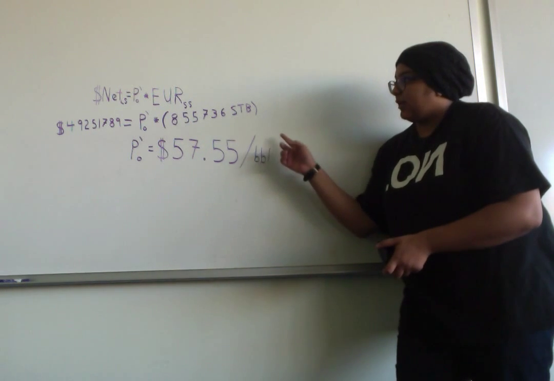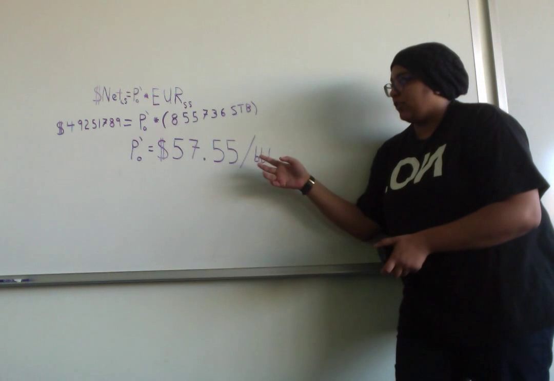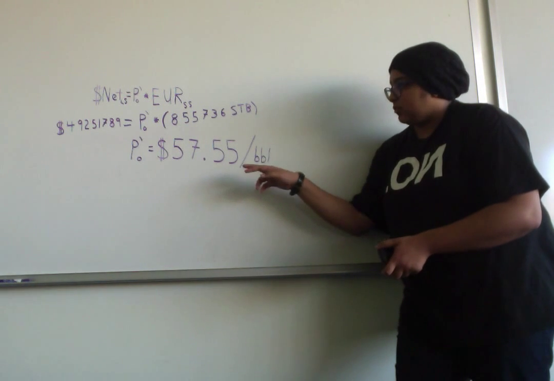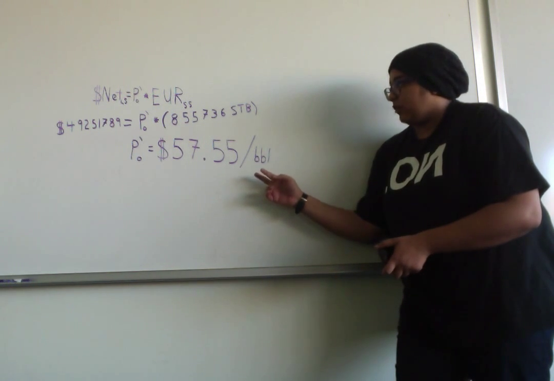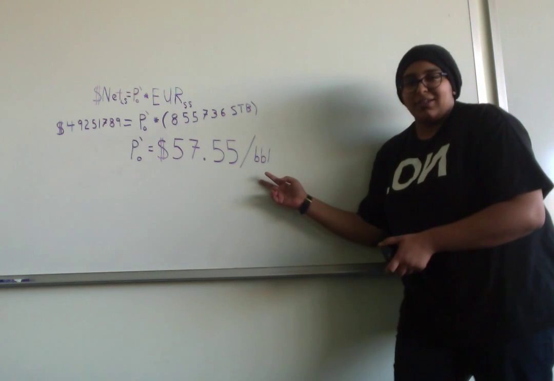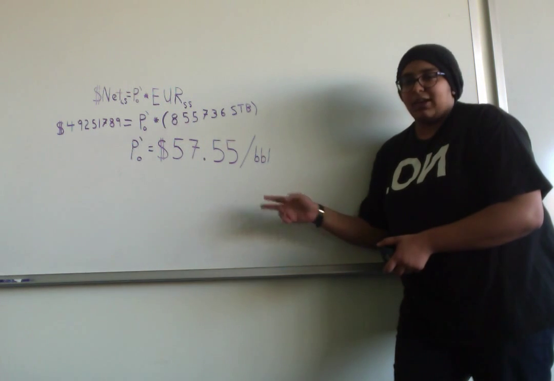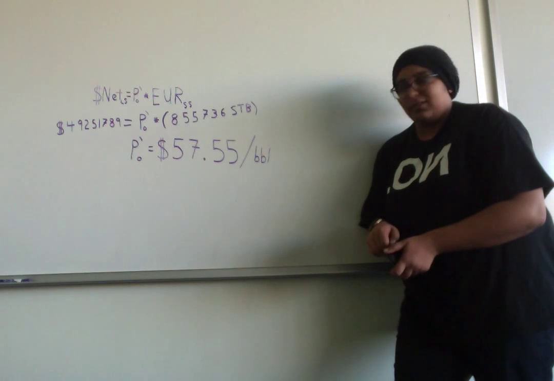And after we plug into this equation, we get the price of oil, and then we just subtract, which is 57.55, and we subtract 50 from that, and we get 7.55, and that's about it.